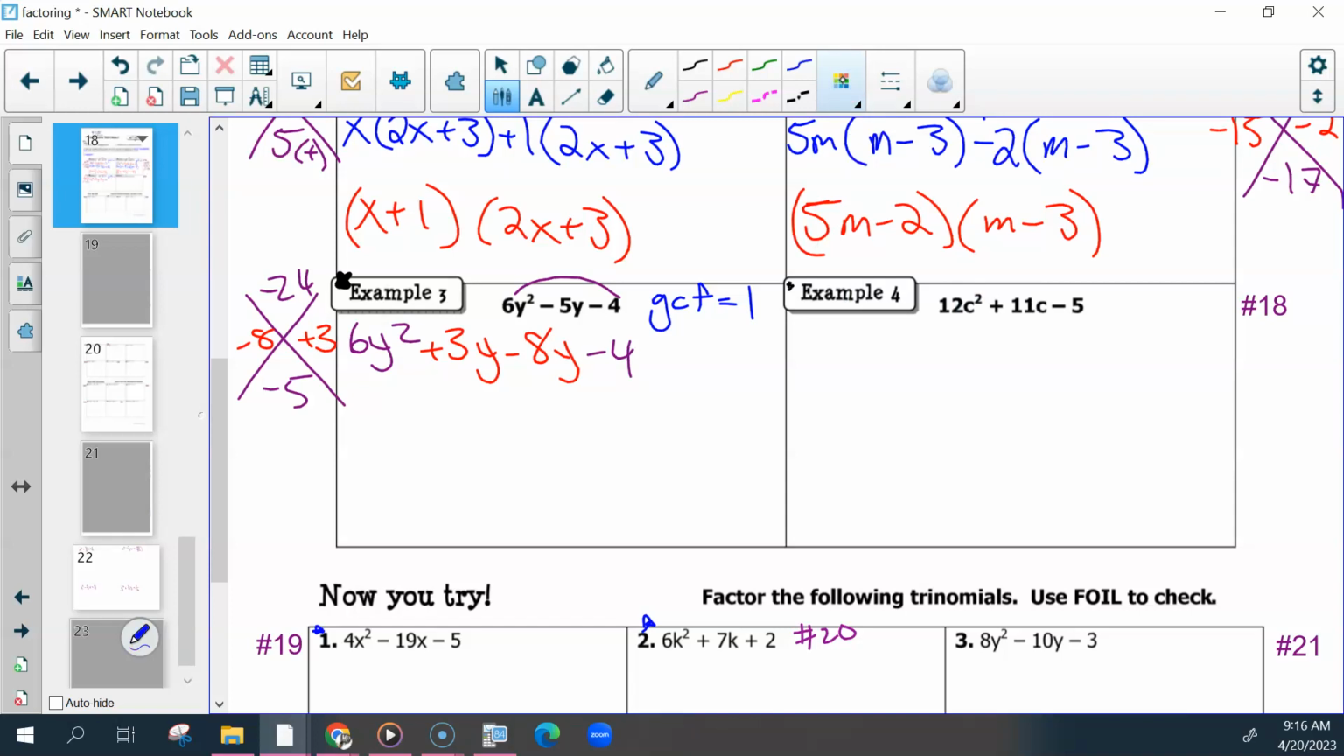Split it down the middle. What do those first two have in common? 3y. What would be left if we divided them out? What's 6 divided by 3? 2y plus 1. I just didn't do it. And then what would we divide out of these two? 4, but it would be negative, so negative 4. And what would be left?